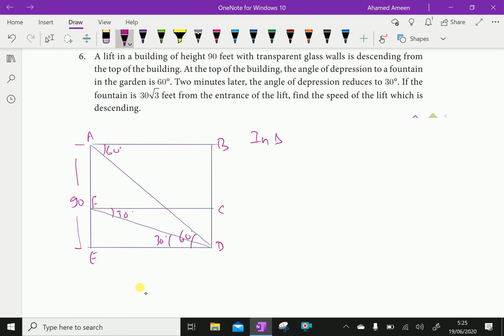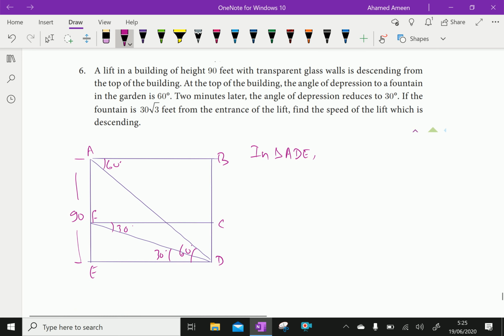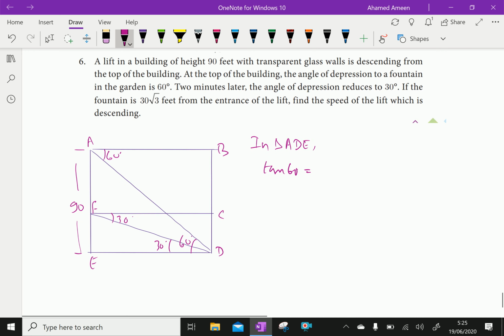Now in triangle ADE, tan 60. Here the fountain is 30 root 3 feet from the entrance of the lift. Tan 60 in the triangle ADE is AE over ED.